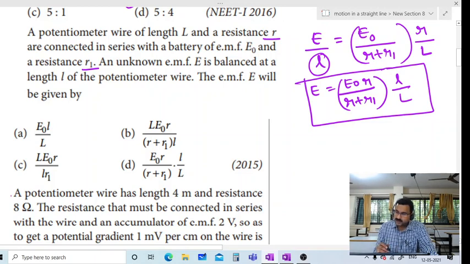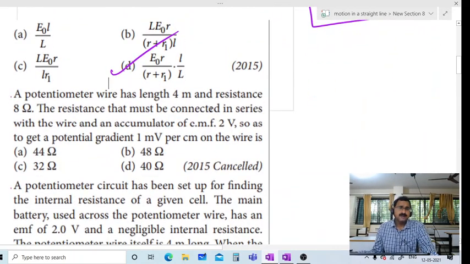That is the E0 R divided by R plus R1 into L by L completed. Next one. A potentiometer wire has a length of 4 meter and resistance 8 ohm. The resistance that must be connected in series with the wire and an accumulator of EMF of 2 volt, so as to get a potential gradient 1 millivolt per centimeter on the wire.